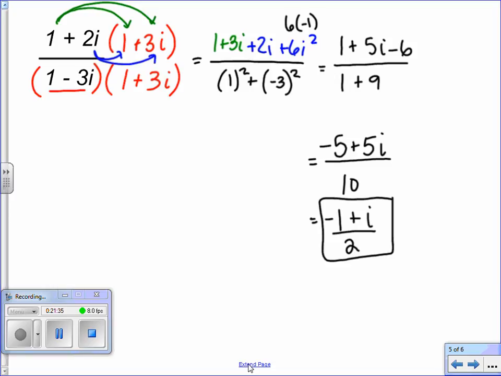So division is really just a game of multiplication, and it's really multiplication twice. You do it in the denominator with the conjugates, and then you've got to do it up in the numerator and actually FOIL or distribute things out.